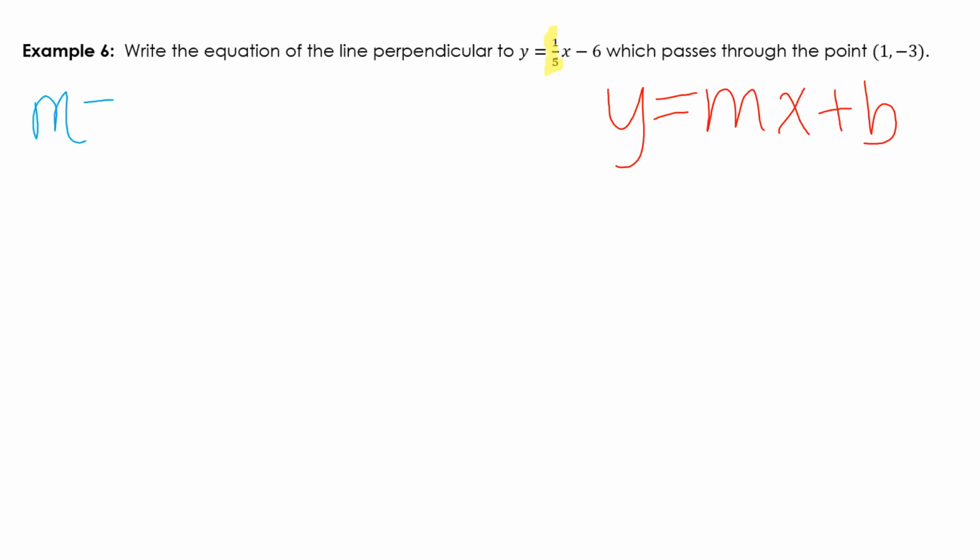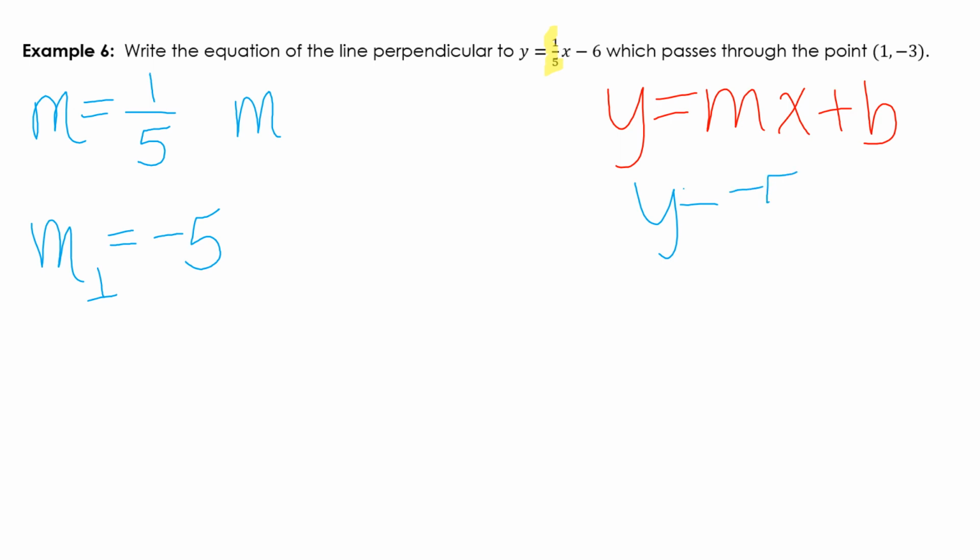So if the slope of the given line is 1/5, and we know that perpendicular has opposite reciprocal slopes, that would make the slope of the perpendicular line negative, because that's opposite, and then the reciprocal of 1 over 5 is 5 over 1, or just negative 5. So we've got our slope as negative 5. Now we need to figure out the y-intercept. They do not give us the y-intercept, but they do tell us it passes through the point (1, negative 3). 1 is an x value, and negative 3 is a y value.